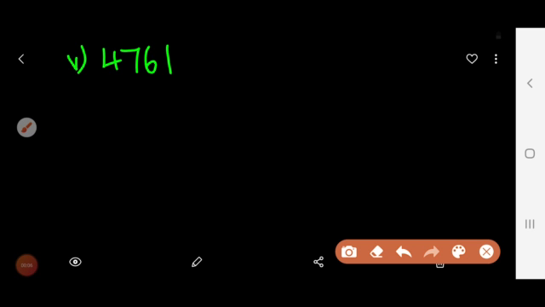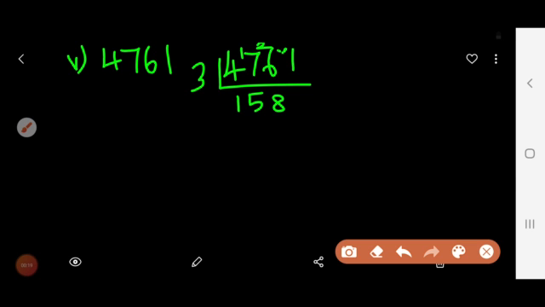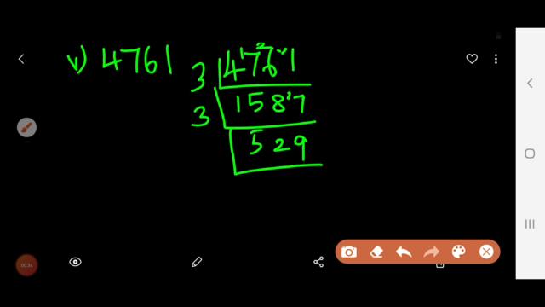4761. It is not an even number, so we have to divide by 3 first. When we divide by 3, 1 3s are 3, remaining 1, 5 3s are 15, remaining 2, 8 3s are 24, remaining 2, 7 3s are 21. Next we can divide by the same 3, 5 3s are 15, 2 3s are 6, remaining 2, 9 3s are 27.